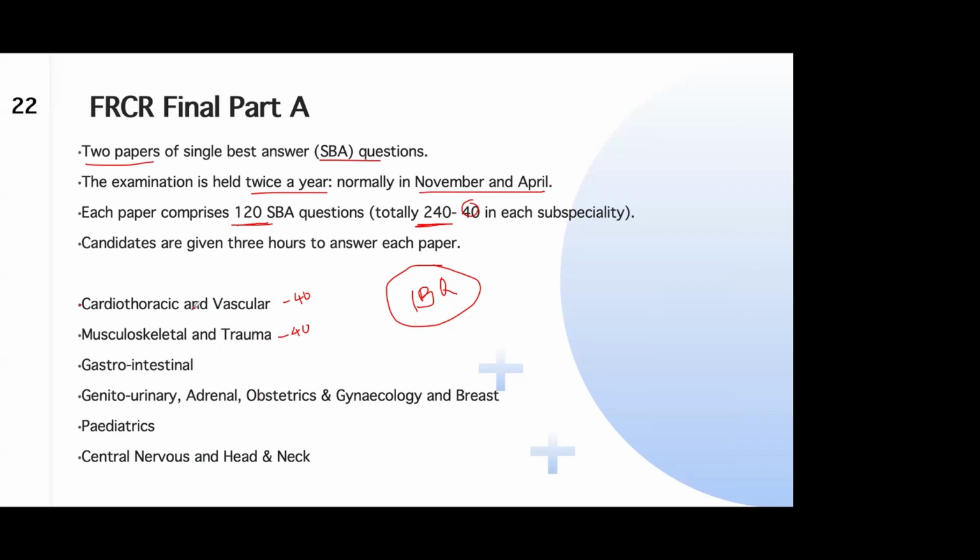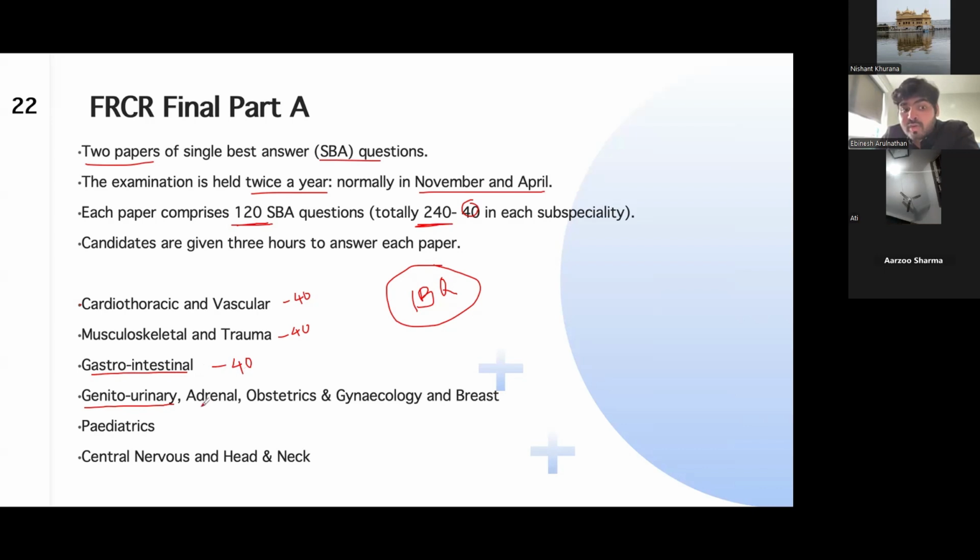What you have to remember is, say for example, if you're preparing for FRCR 2A, gastrointestinal also includes hepatobiliary. Gastrointestinal and hepatobiliary together are going to give you 40 questions. But genitourinary, male, female, adrenal, obstetrics and gynecology, breast, all these together are just going to give you 40 questions. So maybe genitourinary you'll have 10, adrenals 10, gynecology 10, and breast 10 questions.